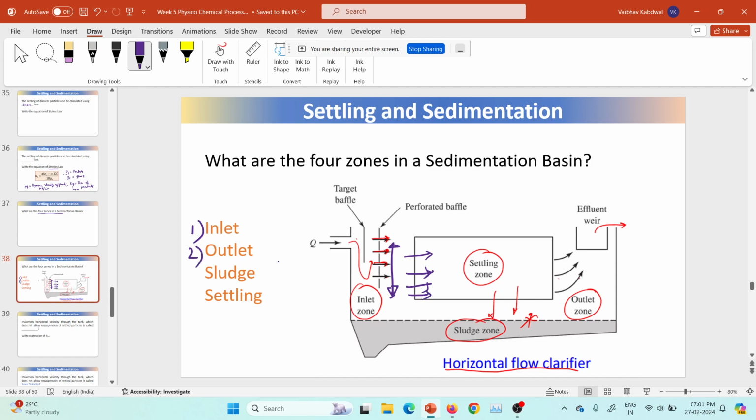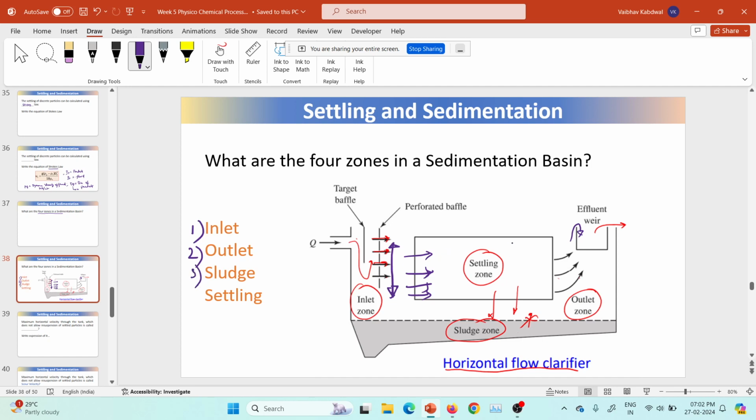In the outlet zone, what happens? The water cannot directly go out. It has to go smoothly through the weir, in layers, so that there is very minimal disturbance. That is the use of the outlet zone. In the sludge zone, what happens?